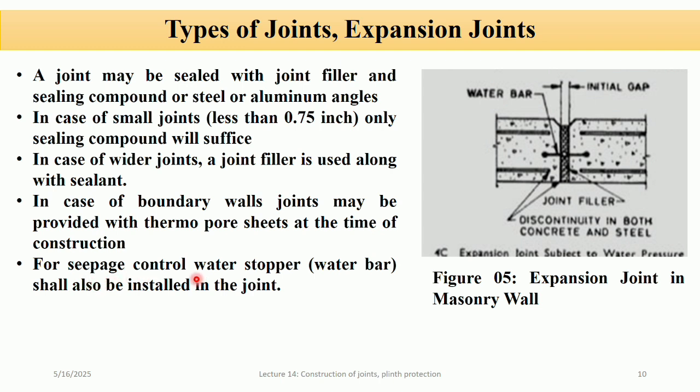For seepage control, we use a water stopper or water bar. In water retaining structures like tanks, basements, and retaining walls, water can seep through joints. To prevent this, a water bar is embedded within the joints during construction. It acts as a barrier to stop water from penetrating through the joints. Very important in areas exposed to water pressure. Here you can see we have installed the water bar in the joints.